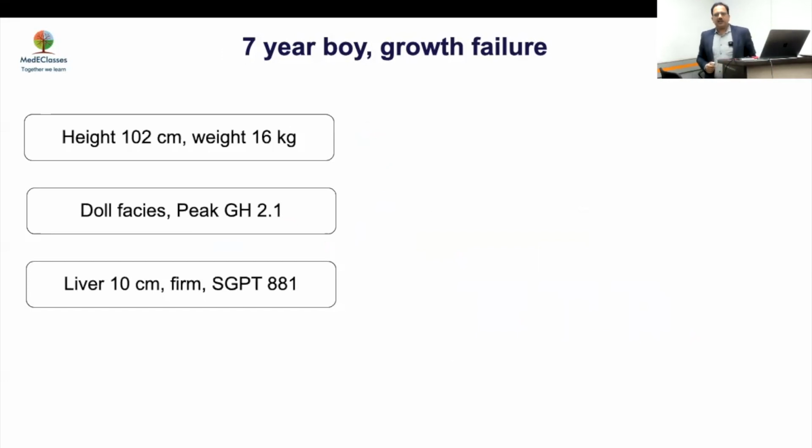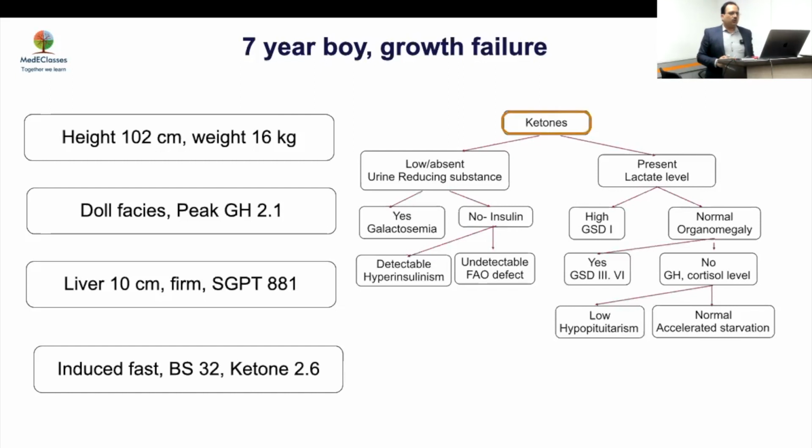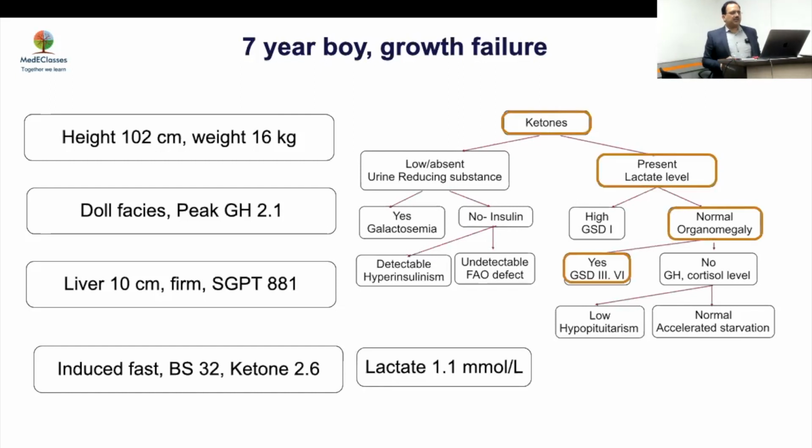So what are we thinking here, Dilip? A child comes to you who is short and plump, looks like growth hormone deficiency, but has a huge liver. Naveen? So we are thinking of GSD. So now what happened here is that he had hypoglycemia, which was ketotic, but you know it is GSD type 3 or 6. Then you send it for a Sanger sequencing. You said this is GSD 3.